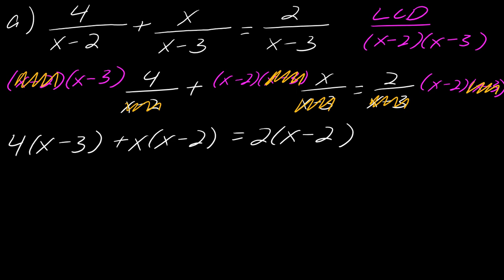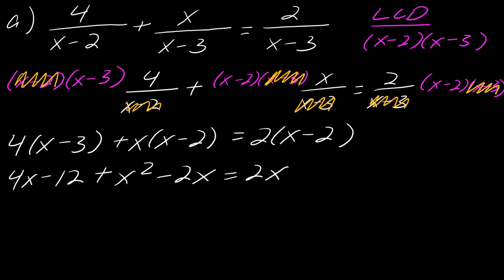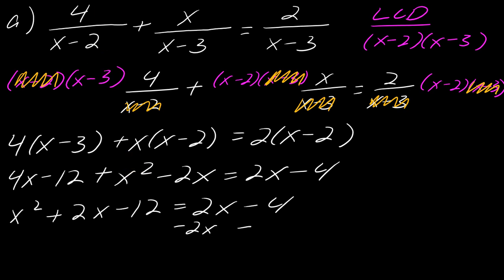And so now I can go ahead and distribute. So I get 4x minus 12 plus x squared minus 2x equals 2x minus 4. So now you can see that I've got that quadratic again. So let me get everything to one side. And so now here's what my quadratic turns into. So this will not factor nicely.